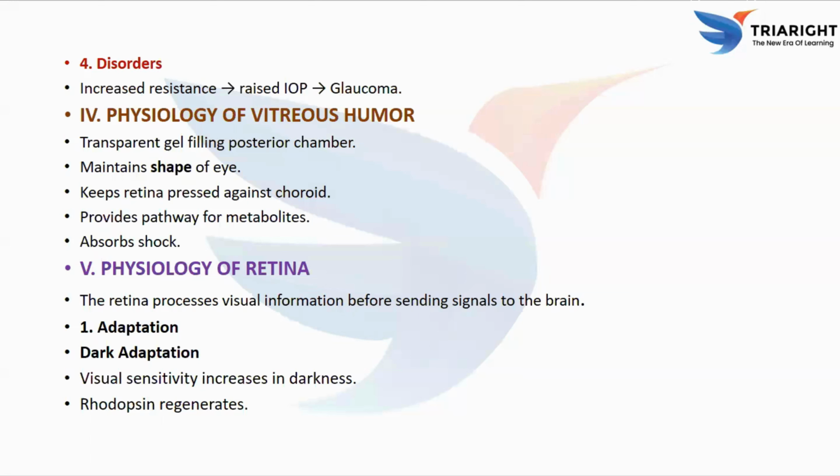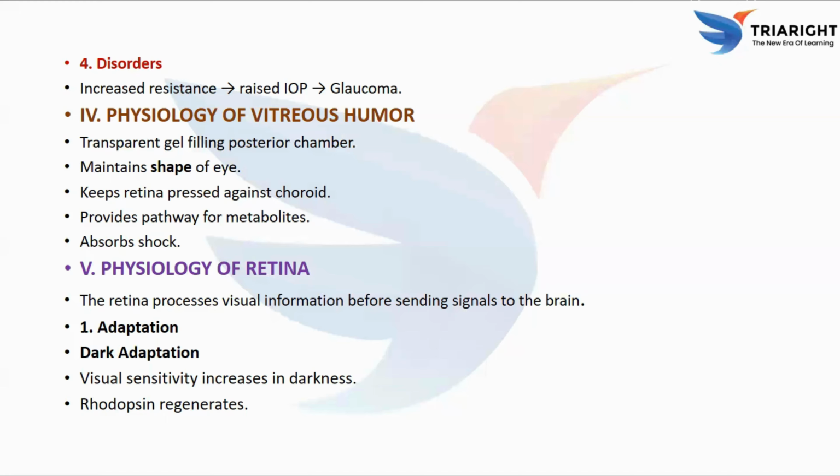So this also maintains the shape of the eye. It acts like an internal support structure and it prevents the eyeball from collapsing. It also keeps the retina pressed against the choroid. The retina must stay attached to the choroid for proper nutrient supply. So the vitreous humor gently pushes the retina back, keeping it in place. If vitreous volume shrinks, what happens? The retina may detach. It results in sudden flashes, floaters, or curtain-like vision.